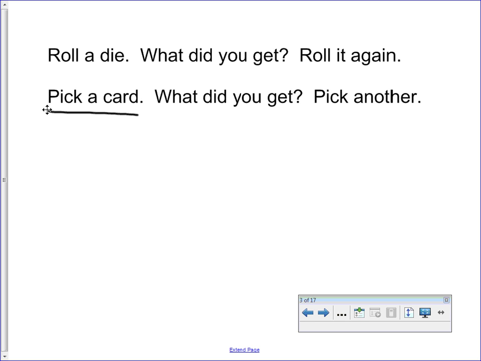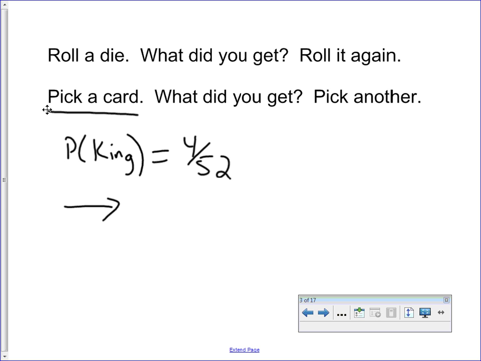Picking a card is different. Let's say I want to know my probability of picking a king. Well, on my first draw, it's 4 out of 52. But if I just pull a card out and do not put it back, then my odds change significantly on the second pick, and they depend a lot on what happened on that first pick. If I do pick a king on my first pick, then my chances of picking a king on the second one are 3 out of 51, because there's only 3 left in the deck. On the other hand, if on the first pick we didn't pick a king, then my chances of picking a king are 4 out of 51.